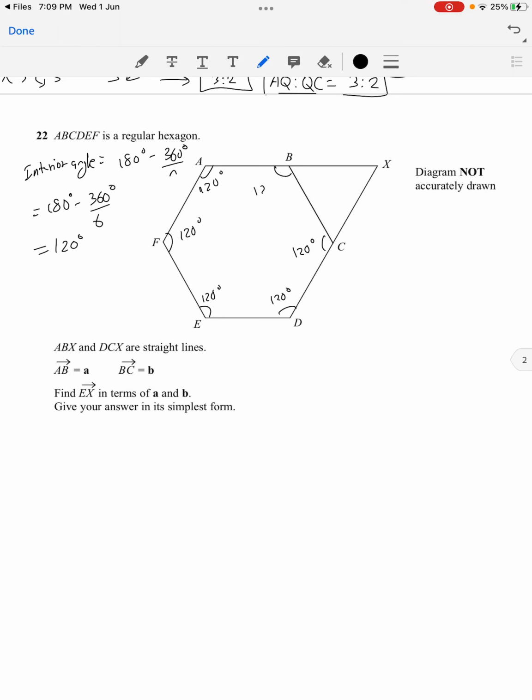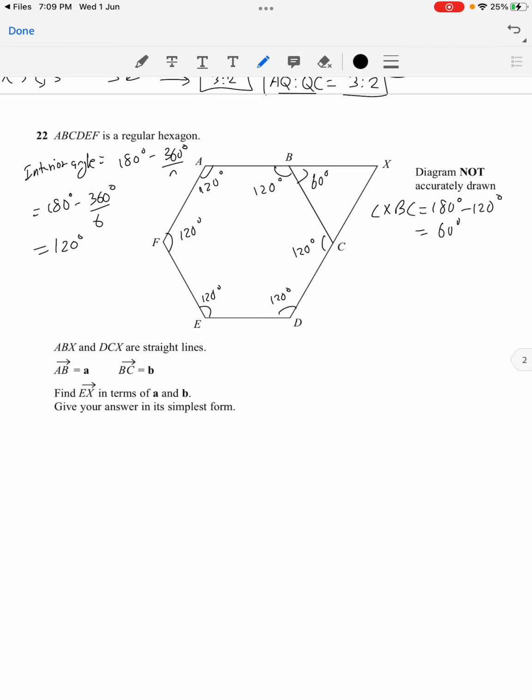I'm just writing this all down. Your next clue is that ABX lies on a straight line, and DCX too, it's clearly stated there. We can find out what the angle XBC is. XBC is going to be 180 minus 120. The reason is that angles on a straight line add up to 180 degrees. So that means XBC is 60 degrees. It's pretty important that you understand how that works.